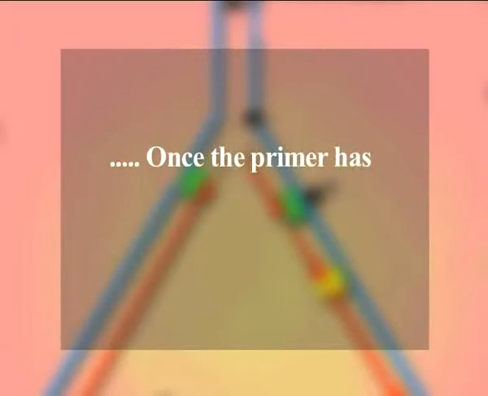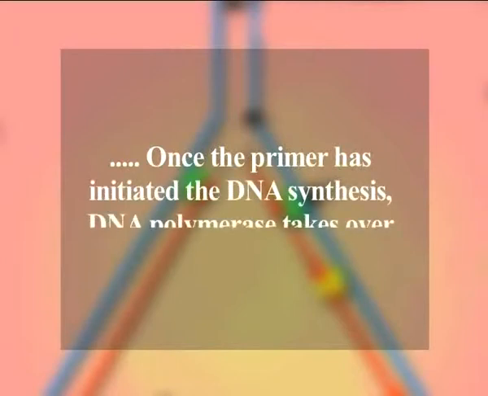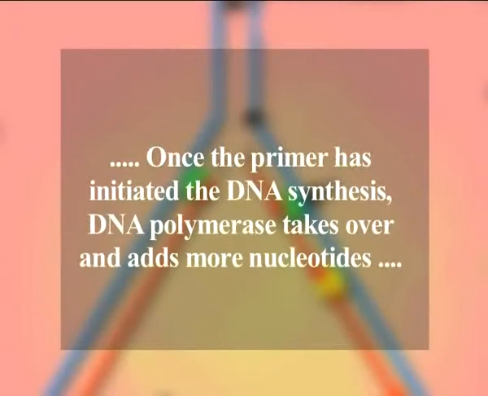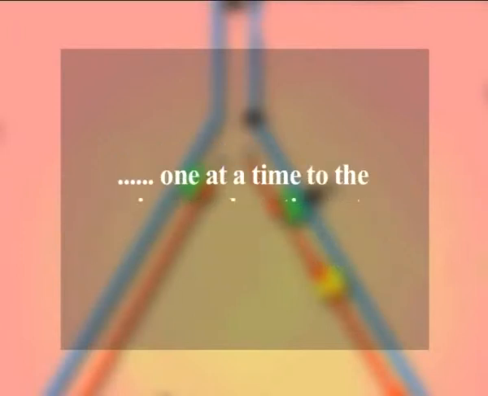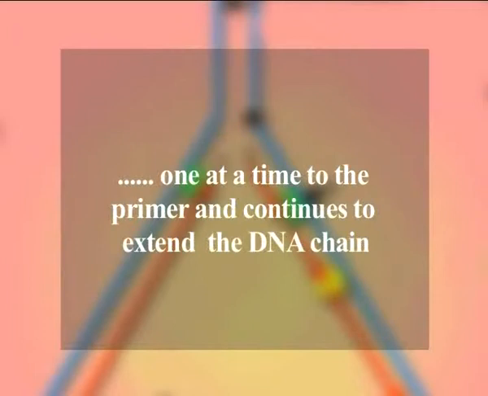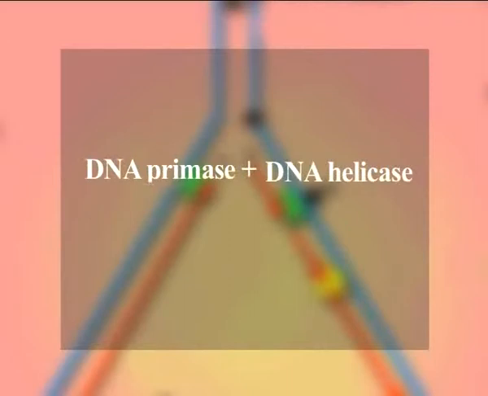Once the primer has initiated the DNA synthesis, DNA polymerase takes over and adds more nucleotides one at a time to the primer and continues to extend the DNA chain. Thus, a number of factors get associated with DNA to initiate the replication. This entire complex of DNA primase and DNA helicase is referred to as the primosome.